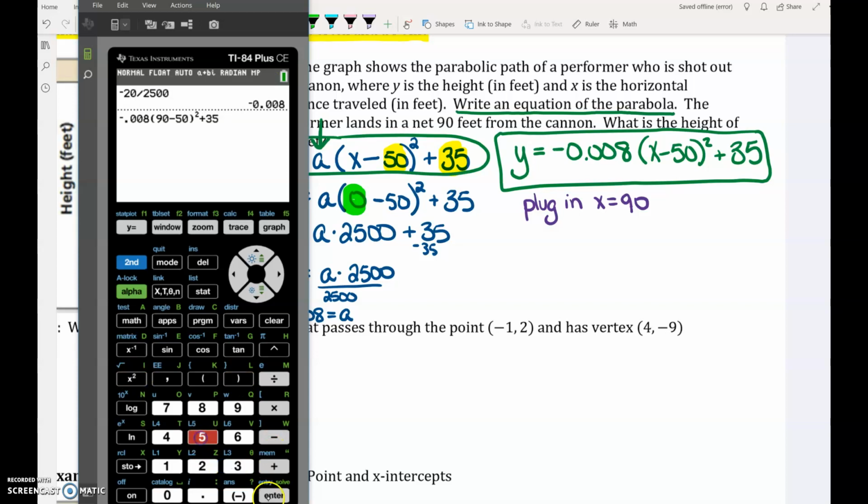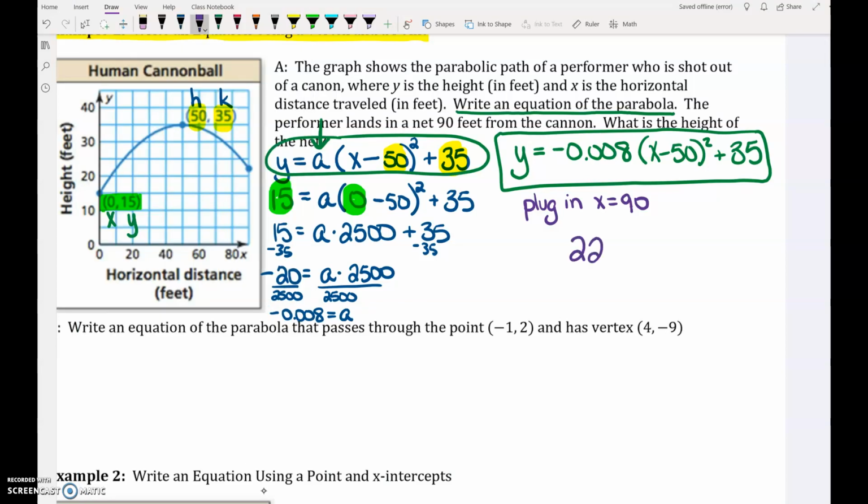Plus 35. We plug in x equals 90, and we get a y value of 22.2. So that means after the performer has gone horizontally 90 feet, they will be 22.2 feet high. And if you look at this point right here, look at that height. Does that kind of make sense that it's 22.2? If we had just looked at this graph and guessed, we probably would have guessed 22 or 23. So that does make sense from the picture.